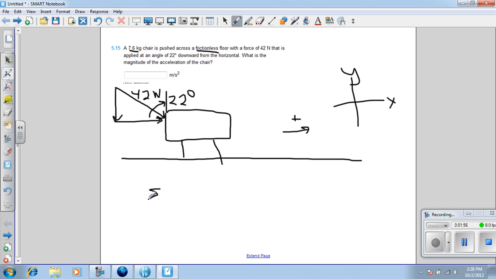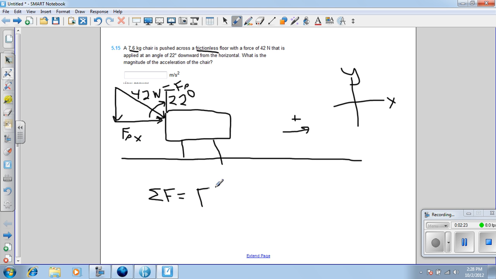And now we set up our net force equation. We say the sum of all forces, or the net force acting in the x direction, is this little guy right here, which is the x component. Let's call it the push force, so this is Fpx, Fpx. Struggling with the mouse here.